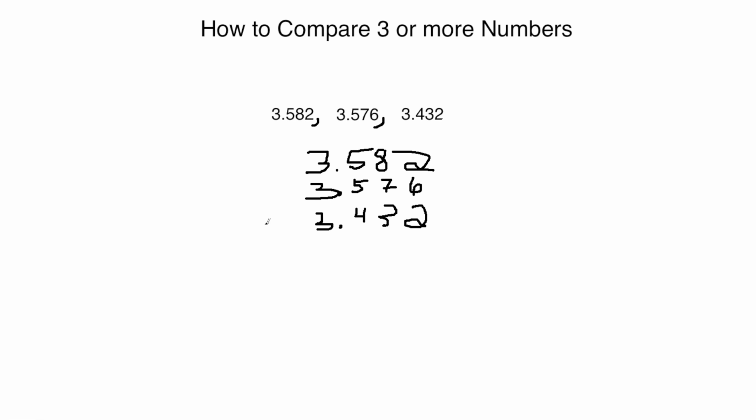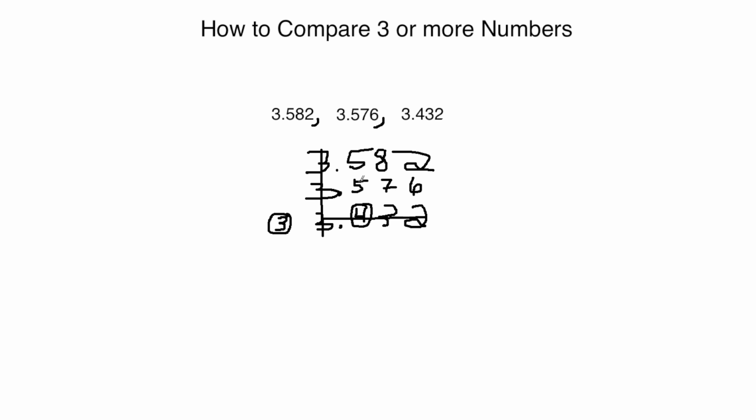Now, you still do the same process. You look at the greatest place value and compare. They all have 3s in the ones place, so cross them out. Then you have a 4, a 5, and a 5 in the tenths place. Well, 5 and 5 is greater than 4. So that should tell you what number is this going to be from greatest to least. Well, this is going to be the third one written because it's the least.